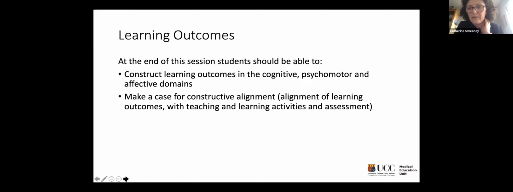And it's good educational practice to consider all these in every education session. Some are more relevant in some sessions than others, but I think in simulation, all three are very relevant. And I would hope that you'd be able to make a case for constructive alignment and that you'll actually apply it in your applications when you are submitting your final applications.